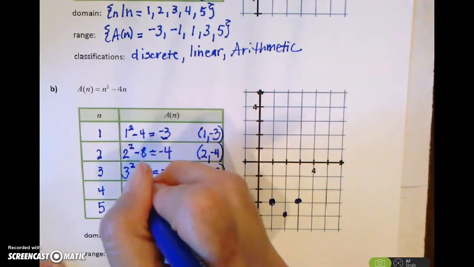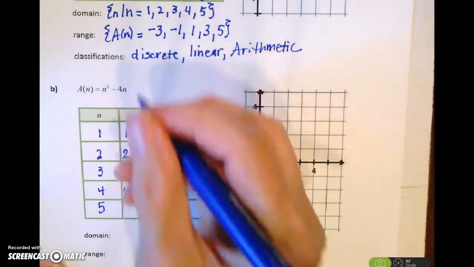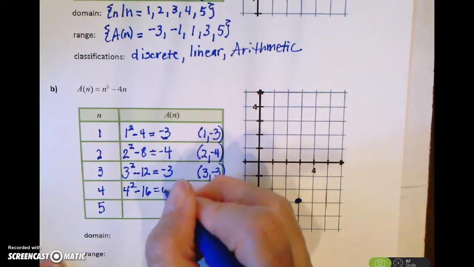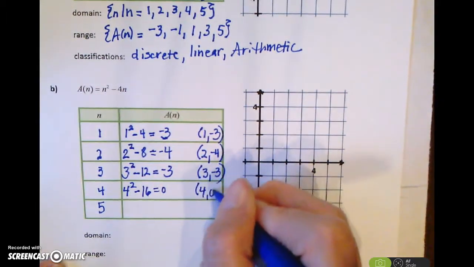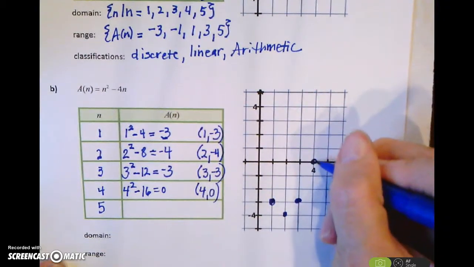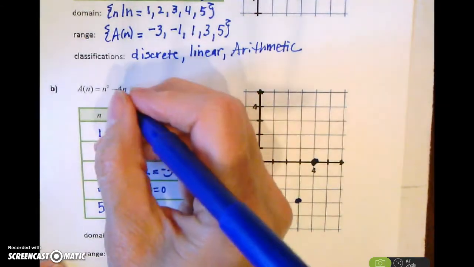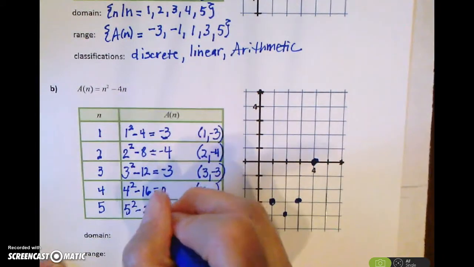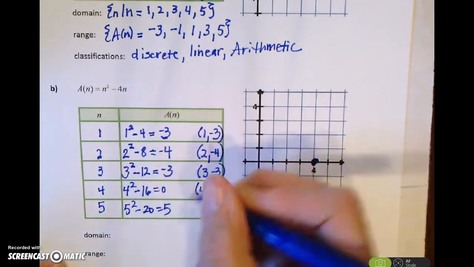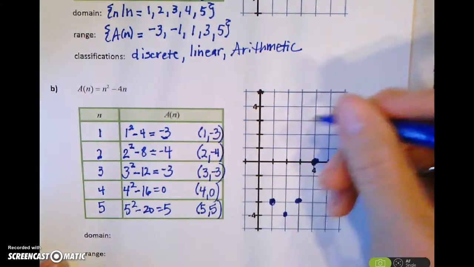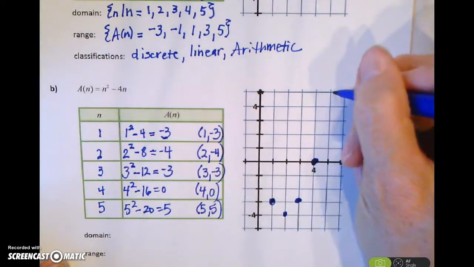4 is going to give me 4 squared minus 4 times 4, which is 16. So I get 16 minus 16, which is 0. So 4, 0. So 4, 0 here. And then 5 squared minus 4 times 5, which is 20. So 25 minus 20 is 5. So I'm going to get the point 5, 5. So 5: 1, 2, 3, 4, 5.